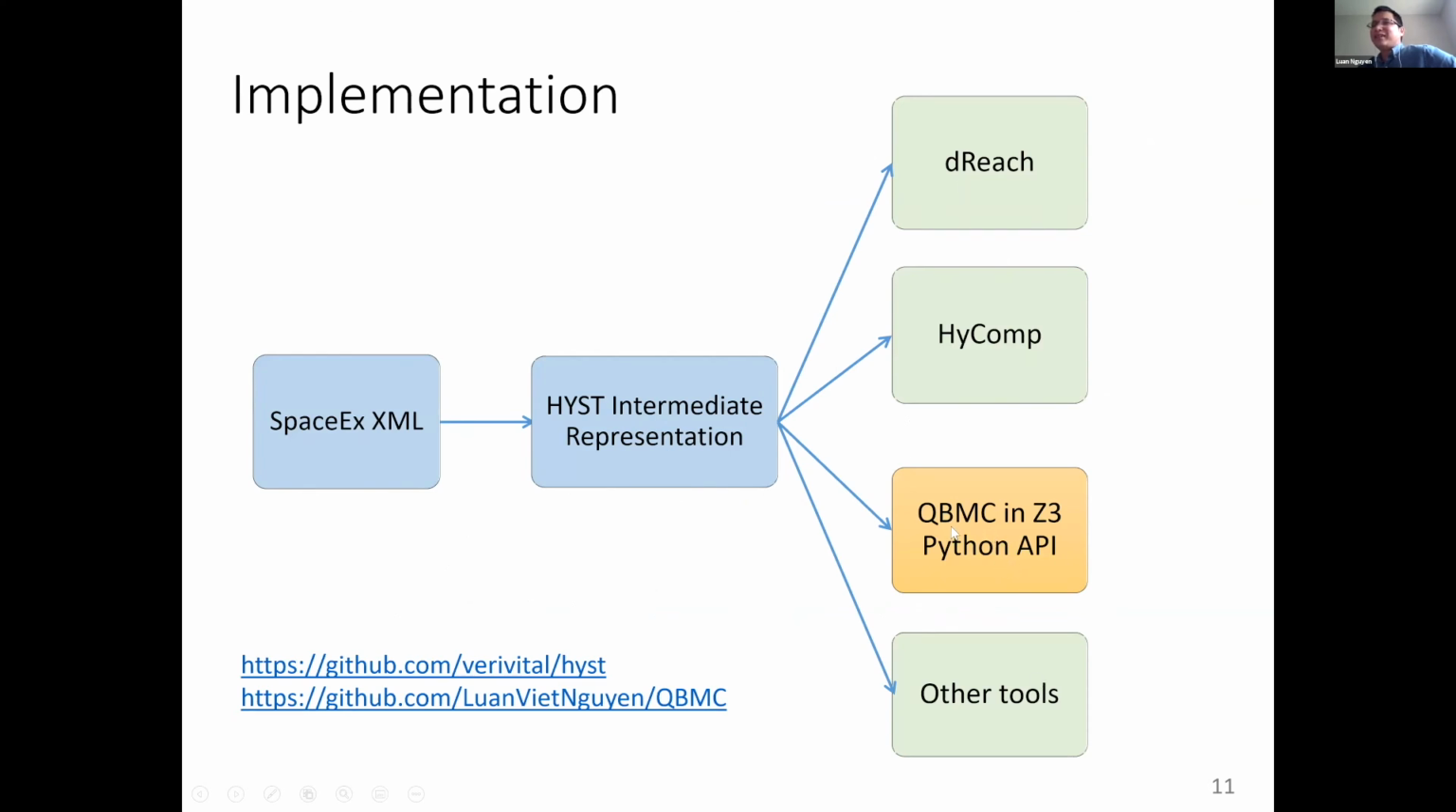So we encode our approach to QBMC compatible with the Z3 Python API, where we can use Z3 as the SMT solver to check the quantifier query. All the sample reports are in the paper, and the original code we uploaded on GitHub. So if you are interested, you can learn more about how to use HIS and also our methods at the two GitHub links I put right here.